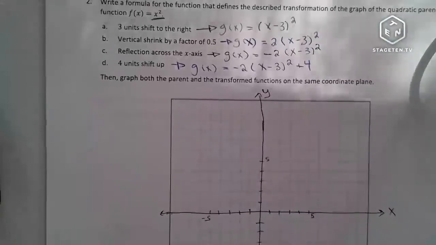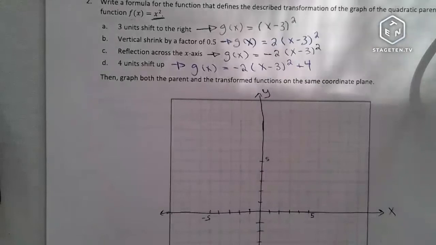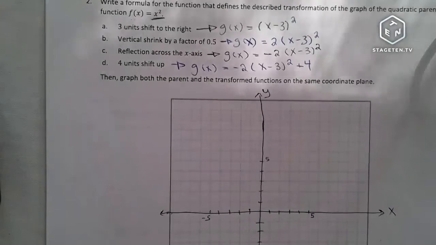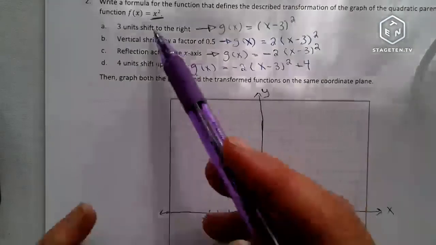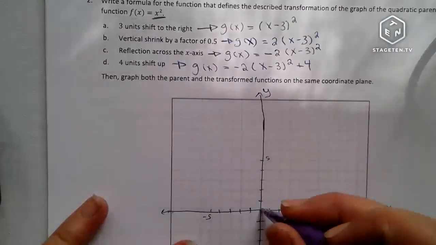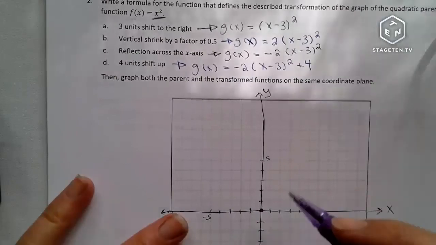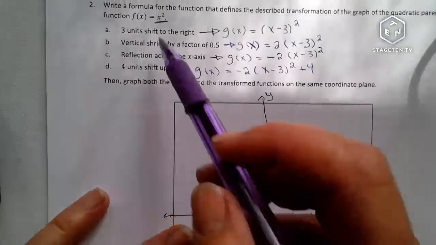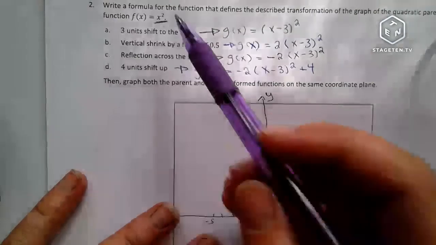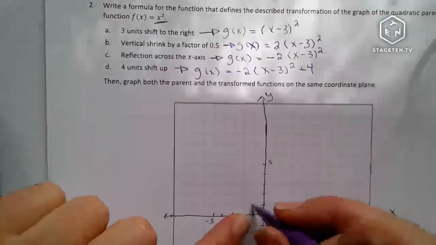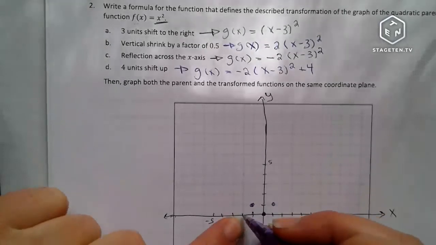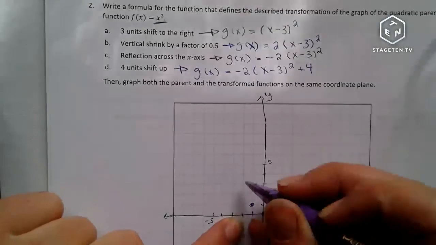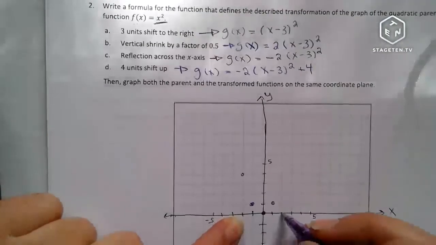So let's go ahead and do the original graph in purple. x squared is a parabola. It starts at 0, 0. Let's plot a couple points. If we had -1 as our x, then 1 would be our y. If we had +1, we'd have 1. If we had -2, we would have +4. If we had +2, we would have +4.